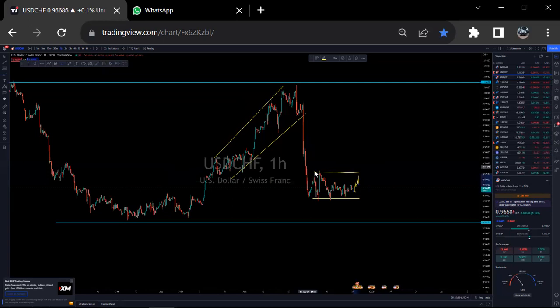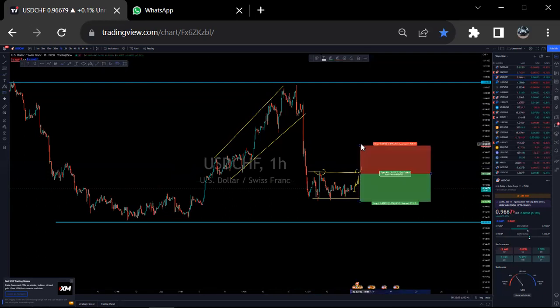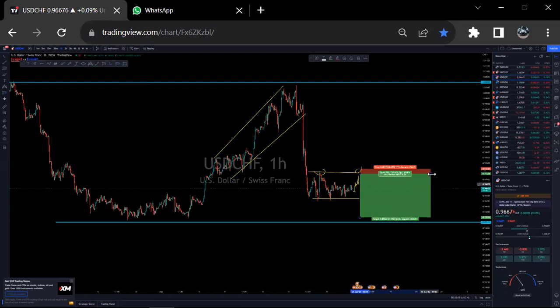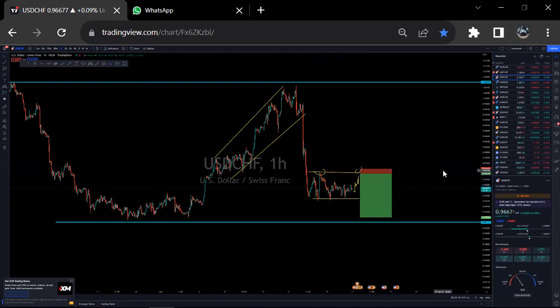Okay, so guys, 1, 2. Me, with that setup being like that, I think I'll take a short. I'll take it from that level, take profit to be here. So this is what we call a smart trade. This is a smart trade, guys, understand? I always trade what I see, not what people see.